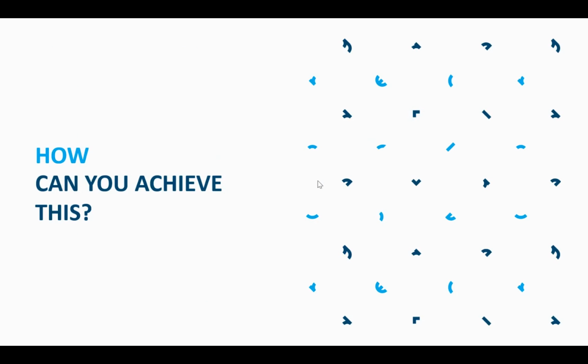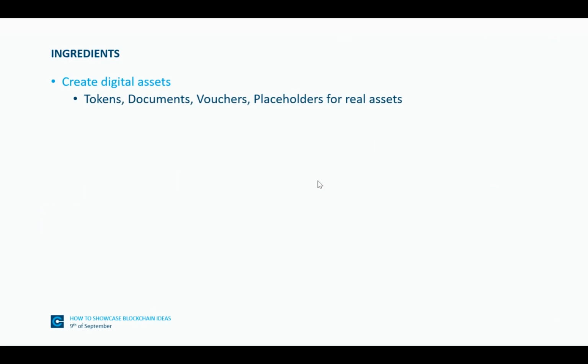So how can you achieve this? There are a couple of ingredients which you need for a showcase. First of all, you want to create digital assets. It's all about digitalization, and it starts with creating them. That might be tokens, documents, some vouchers, placeholders for real assets, as we have seen. That already simulates the behavior of financial products or non-financial products, things which you want to fractionalize, or tangible, intangible assets, all that sort.